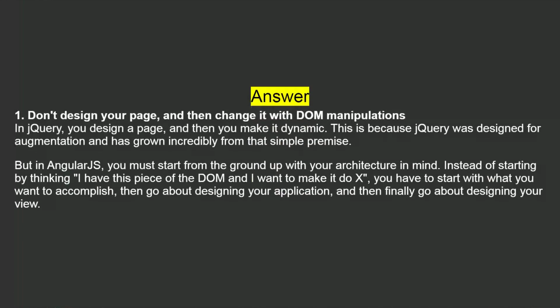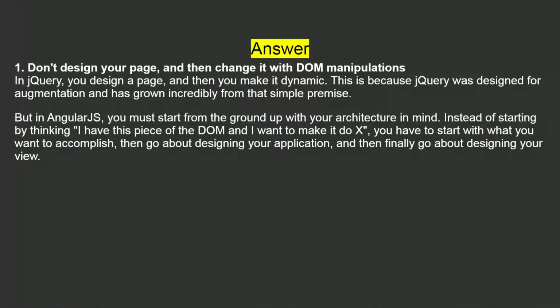1. Don't design your page, and then change it with DOM manipulations. In jQuery, you design a page, and then you make it dynamic. This is because jQuery was designed for augmentation and has grown incredibly from that simple premise. But in AngularJS, you must start from the ground up with your architecture in mind. Instead of starting by thinking, I have this piece of the DOM and I want to make it do X, you have to start with what you want to accomplish, then go about designing your application, and then finally go about designing your view.